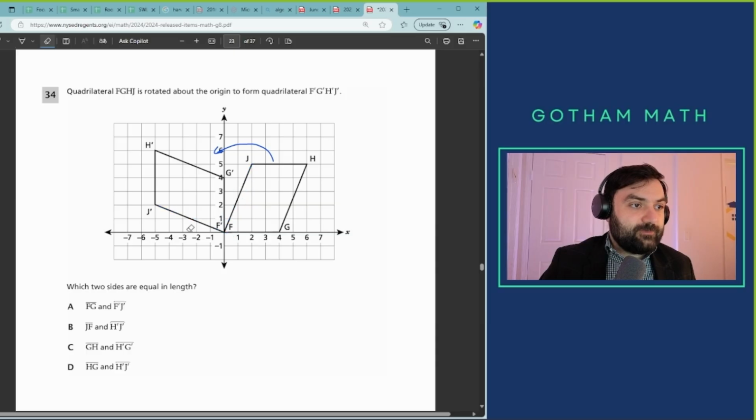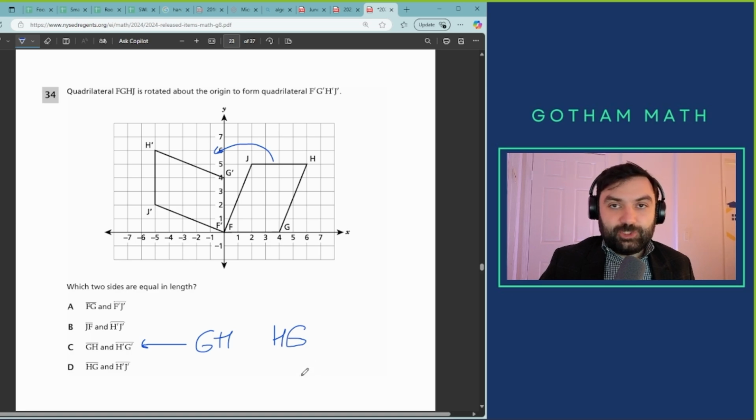All right, so let's just find the matching ones. How can FG equal FJ? There's no way, right? So JF, HJ, no. GH and HG. Ooh, you see how they try to catch that? I mean, not catch, but they thought that if they replaced the letters, we wouldn't understand that it's the same side, because GH and HG, well, same thing, right?